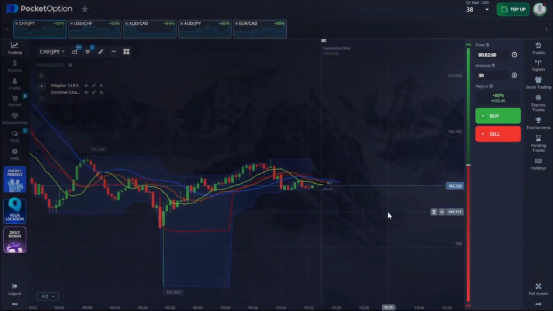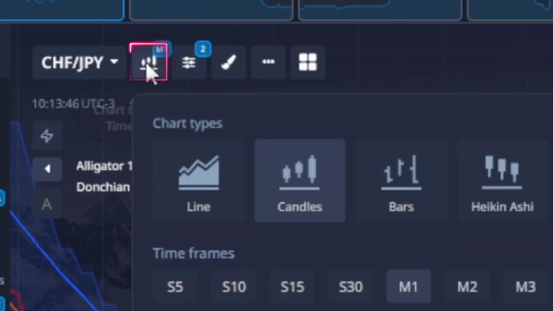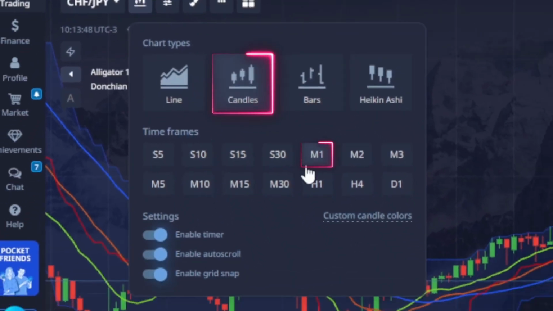Let's get started quickly with this very simple strategy. It only consists of two indicators. We'll start with the time frame settings, okay? Go to the candlestick session that is used for you. We're going to use that configuration, M1 and classic candles.